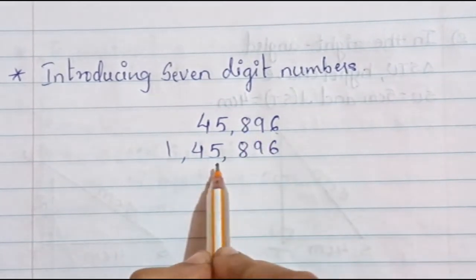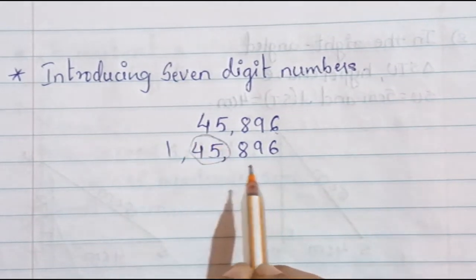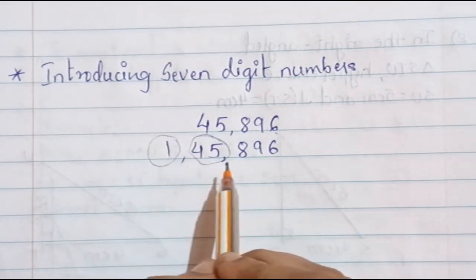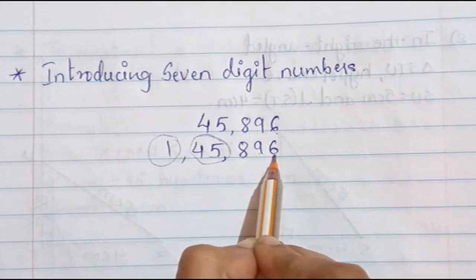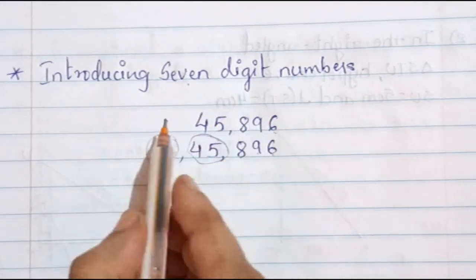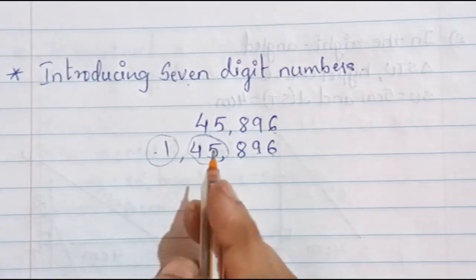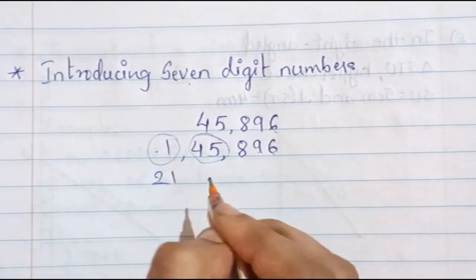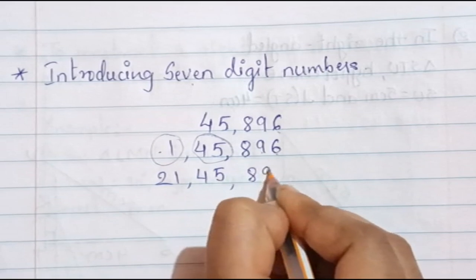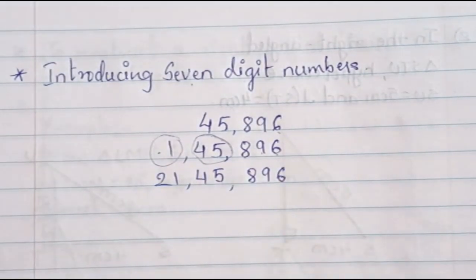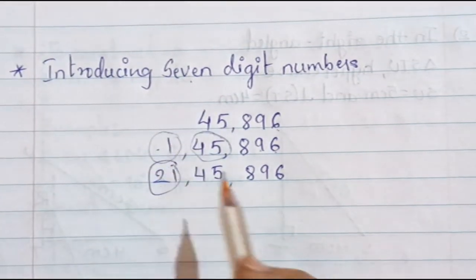Then we studied the 6-digit number, that is 1,45,896. Now this is a 6-digit number. This is the group of thousands, this is the group of lakhs, and this is hundreds, tens and units. Now we are going to introduce 7-digit numbers, that is, one more digit will be introduced in the group of lakhs. So that will be like this: 21,45,896. Now this will be the group of lakhs.